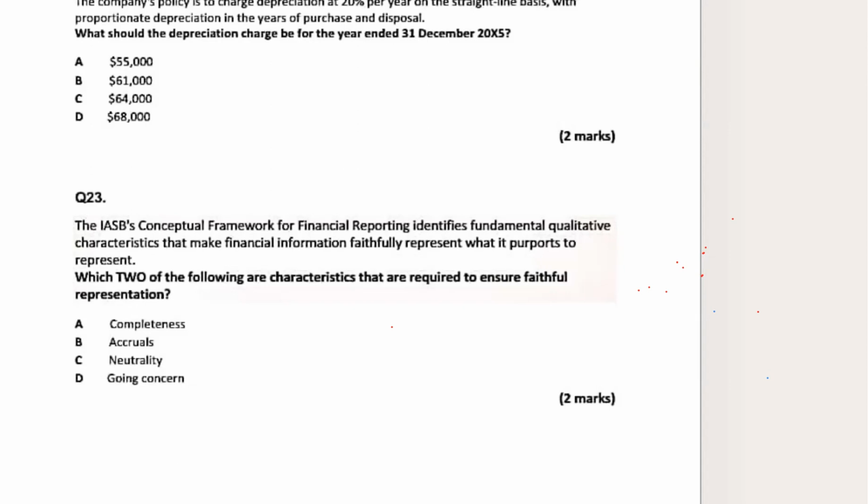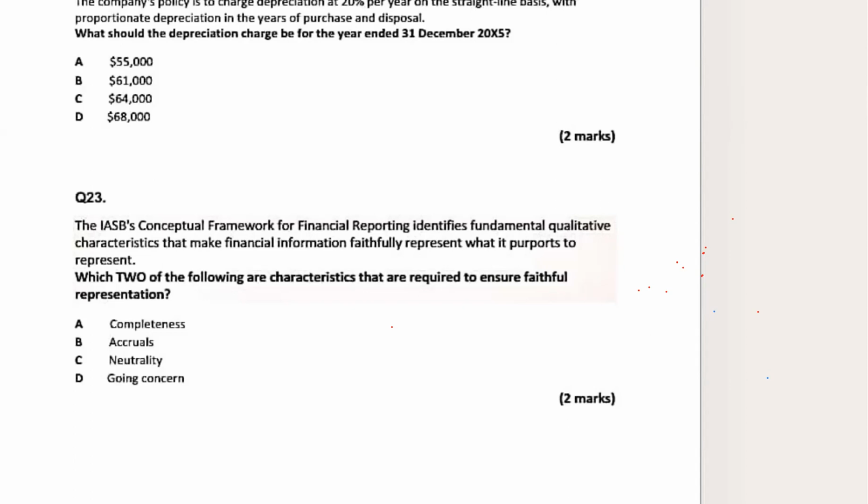Okay. All right. The International Accounting Standard Board's conceptual framework for financial reporting identifies fundamental qualitative characteristics that make financial information faithfully represent what it purports to represent. So the following are there to ensure faithful representation: completeness and neutrality.